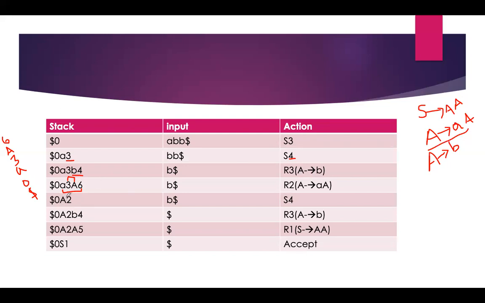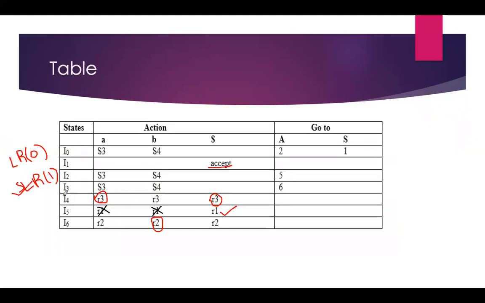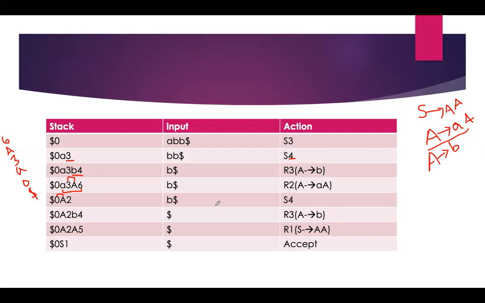Now how do we take the number? This is 0. For 0 and A, just check it from the table. 0 and A, 2 is there. So we need to write 0A and 2 here. We have already popped, so the stack is now 0, A and 2.